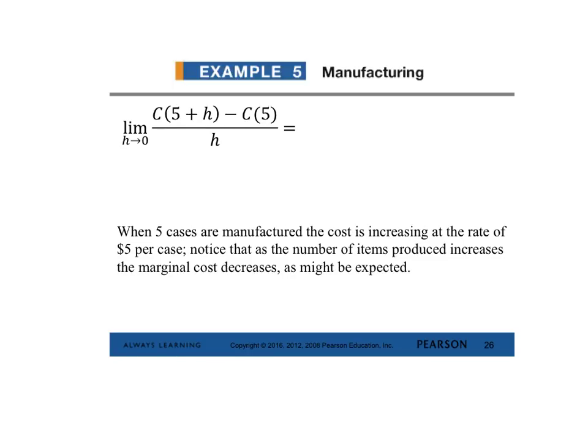So this is just a restatement of what we just said. When 5 cases are manufactured, the cost is increasing at the rate of $5 per case, but notice that as the number of items produced increases, the marginal cost decreases, which you might expect, because the reason that happens is that the cost of making the first item bears all of the fixed cost, but the cost of making the third item splits the fixed cost among 3 items, and the cost of making 5 items splits the fixed cost over 5 items, and the cost of making 7 items splits the fixed cost over 7 items. So the amount of fixed cost added to each case becomes smaller and smaller, and that means that as your number of items produced increases, your marginal cost is going to actually decrease, because you're talking about marginal cost as your rate of change of cost. That's the rate of change of the total cost.